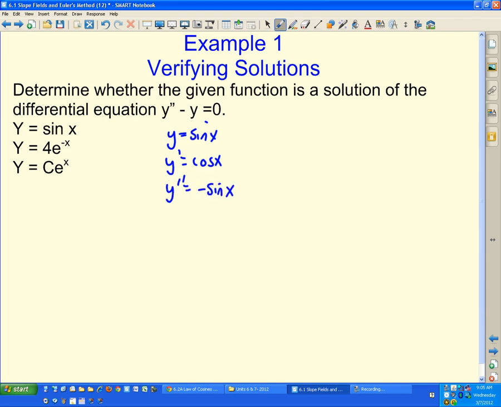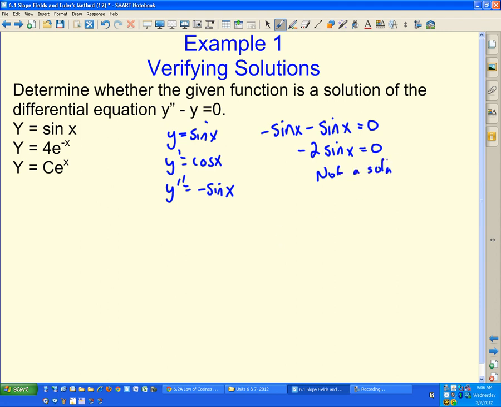Now if I plug that into the equation, I get negative sine x, there's my y double prime, minus sine x, and that's supposed to equal 0, but it really equals negative 2 sine x, and that's not going to equal 0. So sine of x is not a solution to this differential equation. Not a solution.